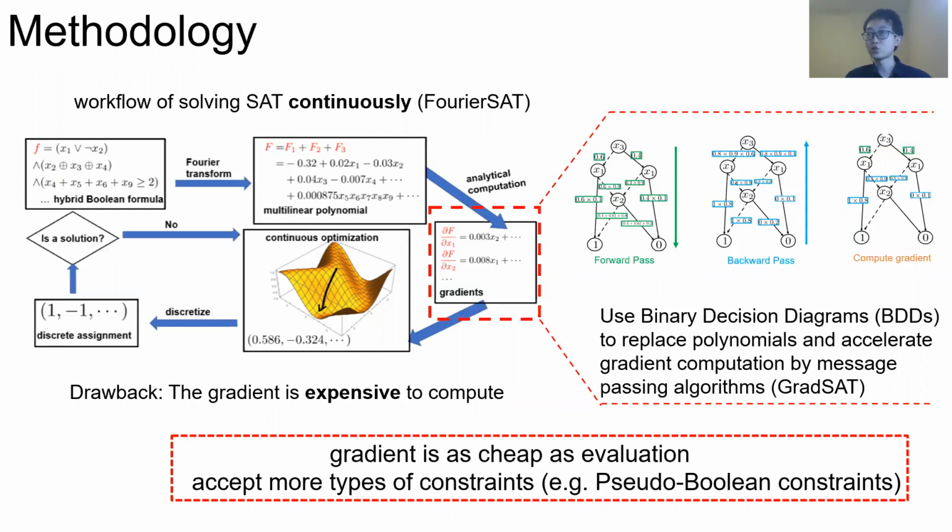To address that issue, we use binary decision diagrams, or BDDs, to replace the polynomial and accelerate the gradient computation by using a message passing algorithm on BDDs. As a result, the gradient is now as cheap as evaluation, and our tool can accept more types of constraints, for example, pseudo-Boolean constraints.